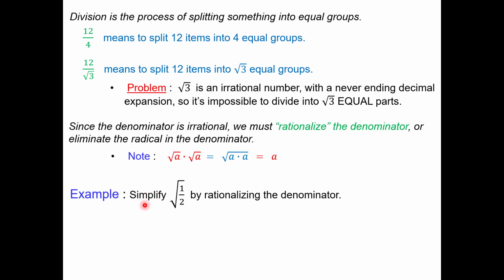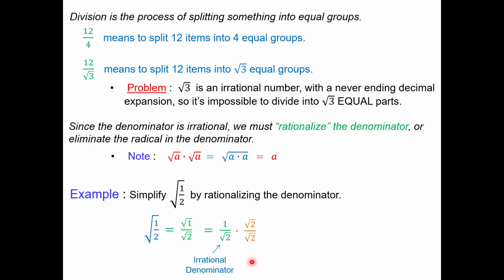So simplify square root of 1/2 by rationalizing the denominator. And so this is square root 1 on top, square root 2 on bottom. Square root of 1 is just 1. And now our denominator is irrational, so we will rationalize it. And that's going to be by getting rid of the square root by doing this process by multiplying.